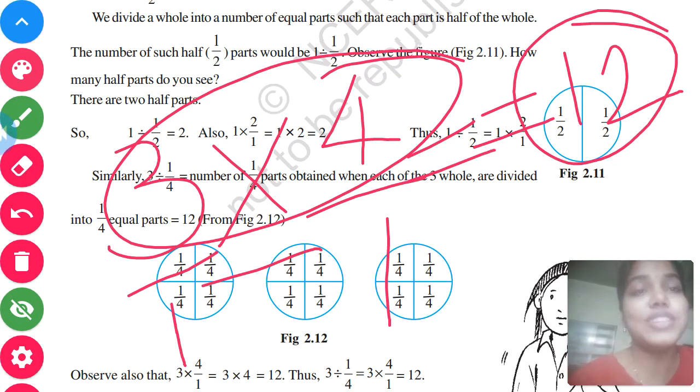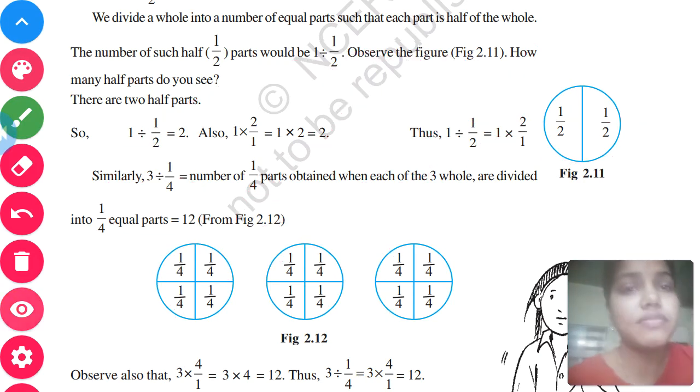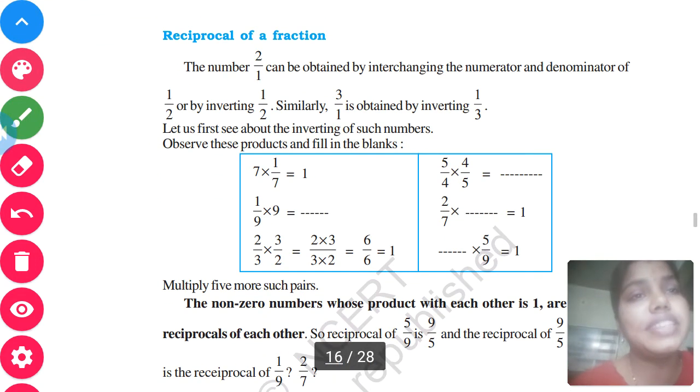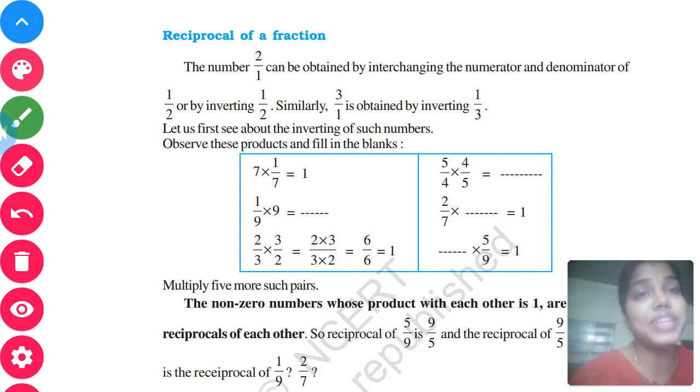I hope you have understood this simple example, as well as the math method and the pictorial method. Let us go with the next one. Reciprocal of a fraction, as I told you children, is very easy to find. You just need to invert, or you can say change, the numerator and the denominator. That's what the reciprocal process is. If it is 2 by 1, the reciprocal of 2 by 1 is 1 by 2.